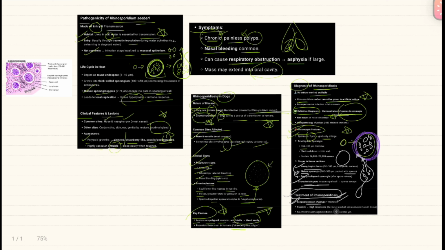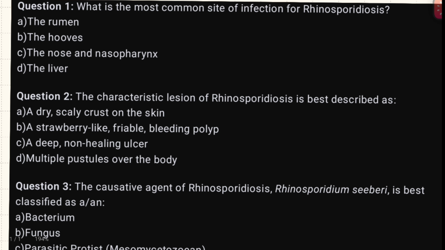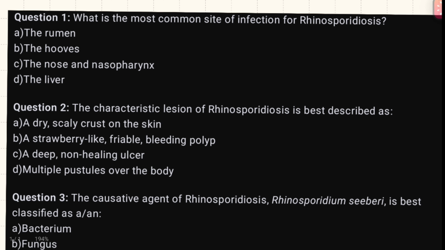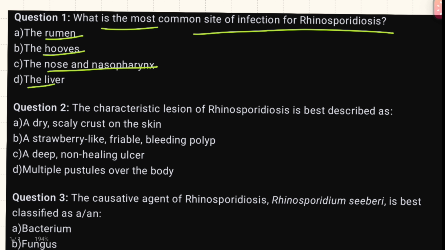Now we'll discuss some MCQs based on this topic itself, to make it more concrete to understand. Let us discuss a few MCQs on rhinosporidiosis. What is the most common site of infection for rhinosporidiosis? Rumen, hooves, nose and pharynx, nose and nasopharynx, or liver? Just now we discussed, the answer is nose and nasopharynx.